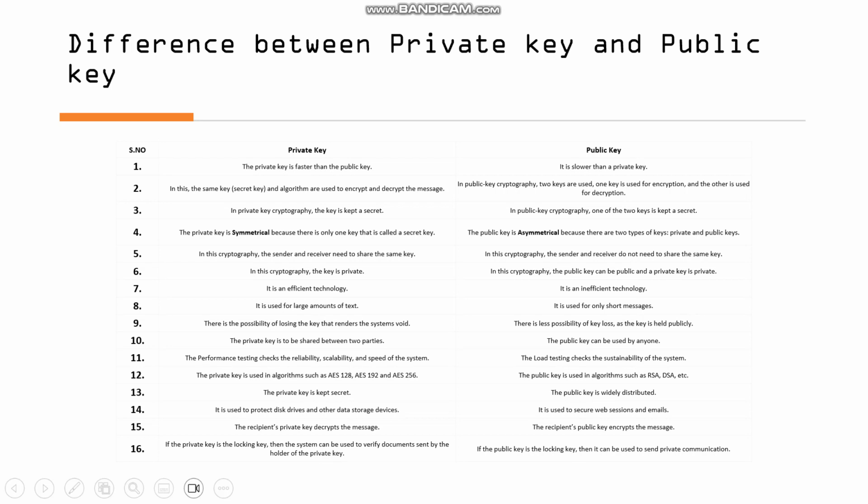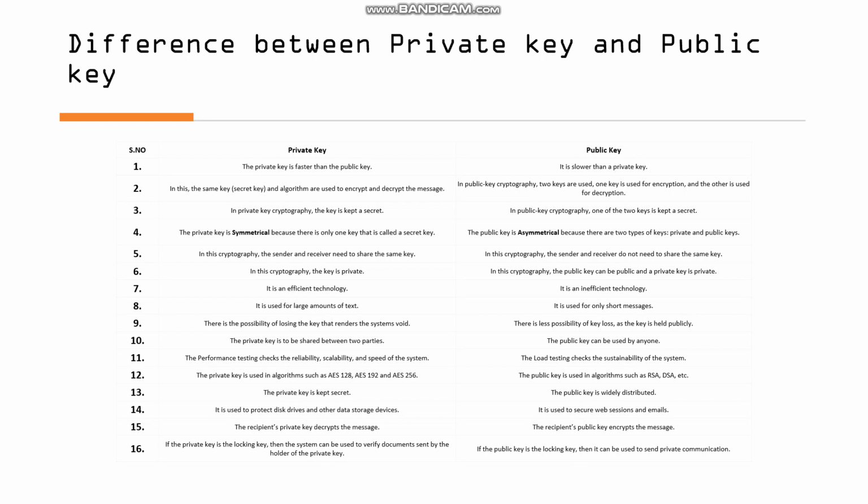Here in the private key, the key is private, but in the public key, one key is public and one is private. Private key cryptography is an efficient technology, but public key cryptography is an inefficient technology. Also, in symmetrical encryption, we use large amounts of text, but in asymmetrical, we only use short messages.